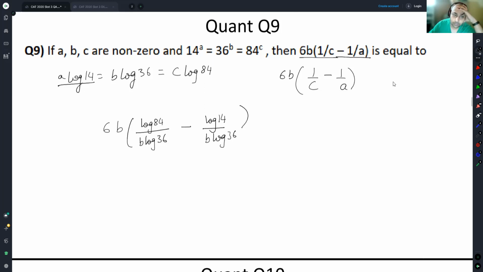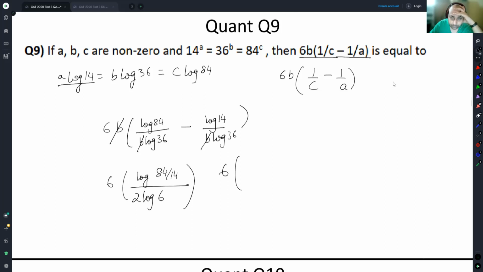This is awesome. So I can now get rid of B from everywhere. So I have 6 by log of 84 by 14 by 2 log 6. Nice. 6 into log 6 by 2 log 6. Cancel 6 by 2. Answer should be 3.